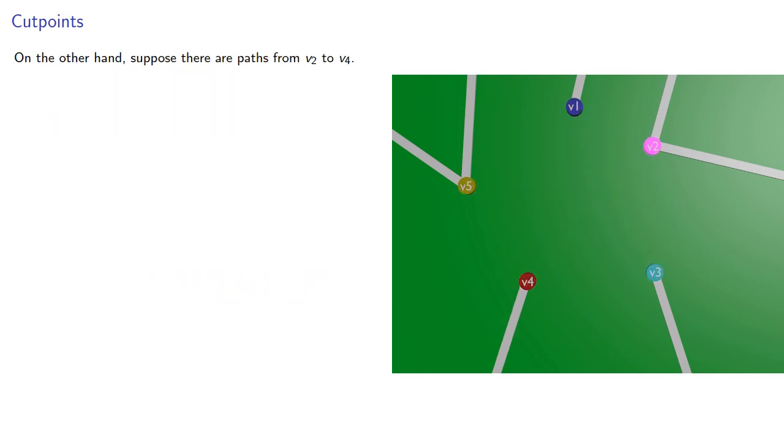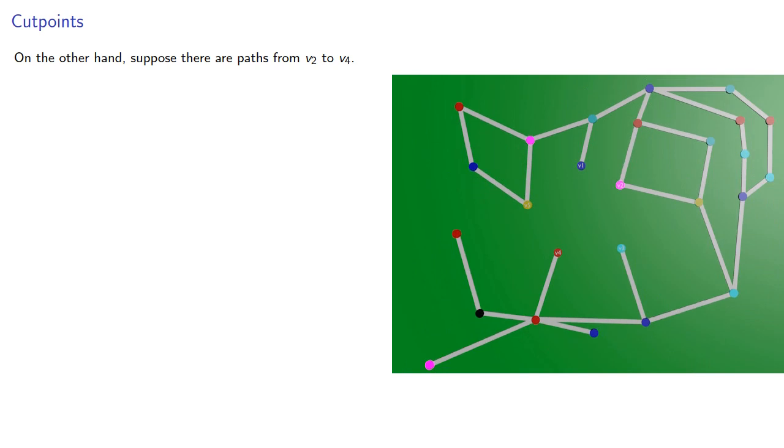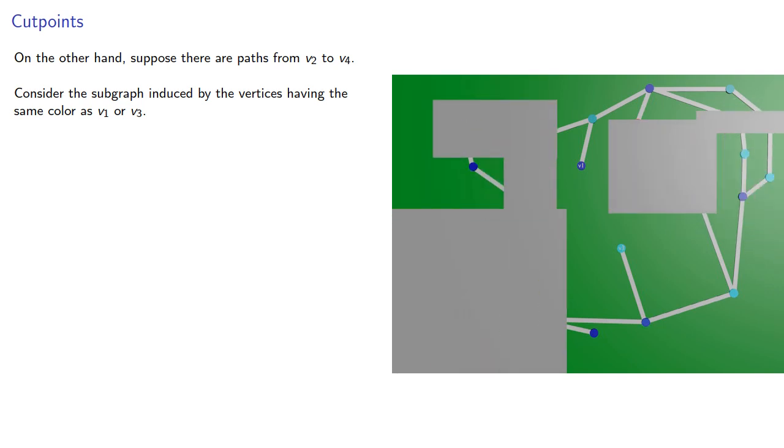On the other hand, suppose there are paths from V2 to V4. Necessarily, any such path has to cut through the path between V1 and V3, so let's consider the subgraph induced by the vertices having the same color as V1 or V3. We'll just cover up the vertices with different colors, and there are two possibilities. Now, V1 and V3 are in separate components, so remember the covered up vertices have different colors than these two, so as long as these vertices are either color, we still have a coloring of the graph. So if V1 and V3 are in separate components, we can permute the colors so that V1 and V3 now have the same color.